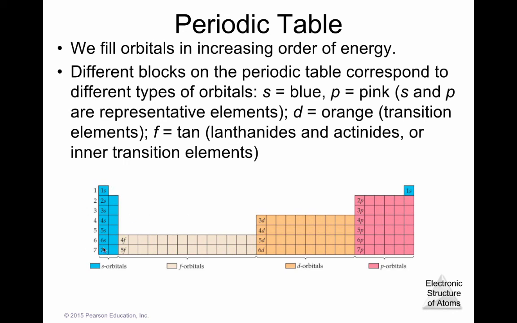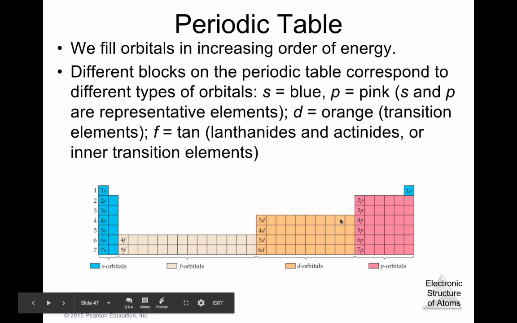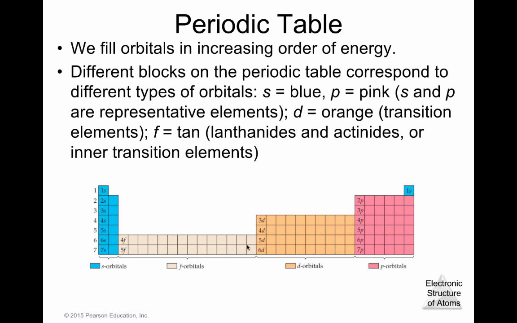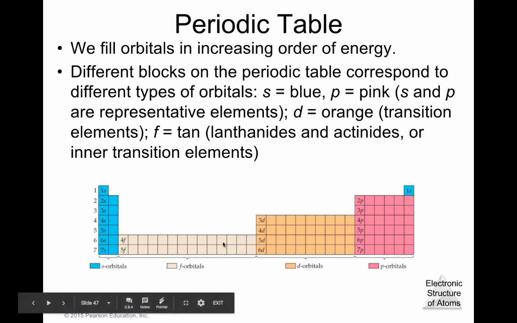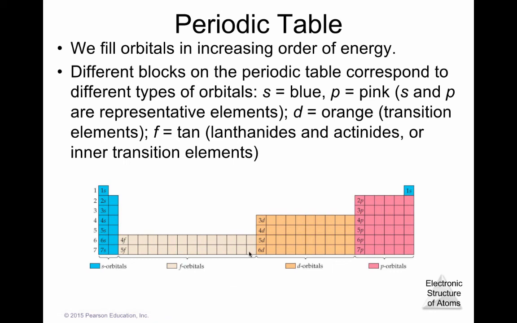So the blue here, this is the S block. The pink is the P block. The orange color, these are our transition metals, or the D block. And then the tan is the lanthanides and actinides, which is the F block of the periodic table.